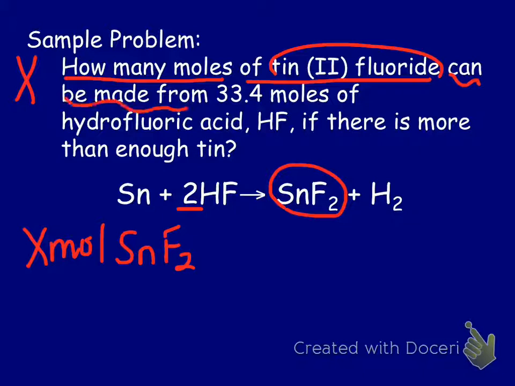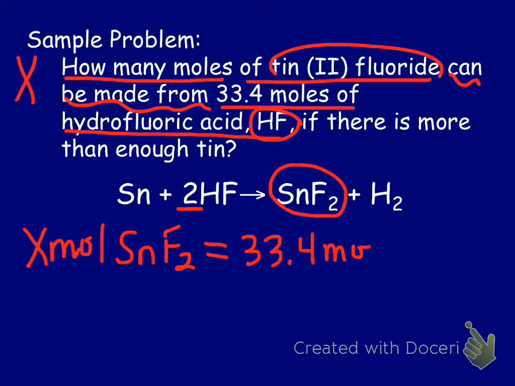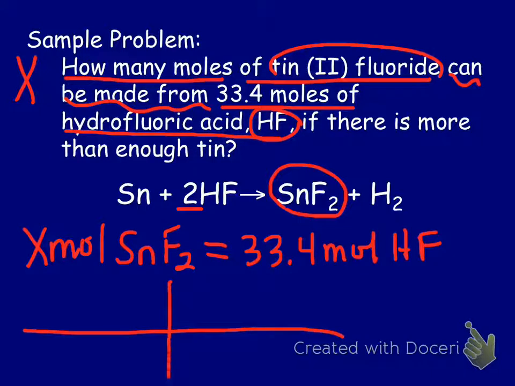And can be made from, so that's an equal sign. And then we've got 33.4 moles of hydrofluoric acid, which is HF, so 33.4 moles of HF. Okay, moving on to step 3, we're going to set up a grid, and we're going to plug in our given, or our known, which is 33.4 moles of HF.